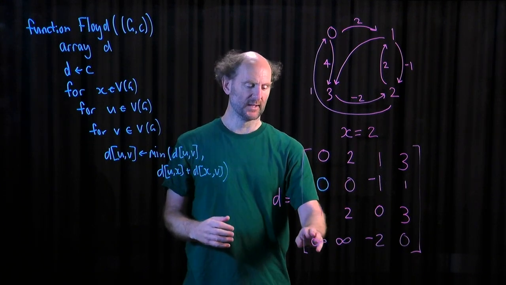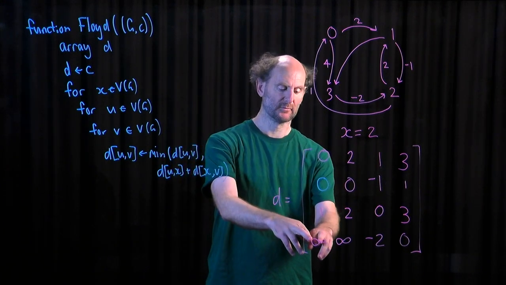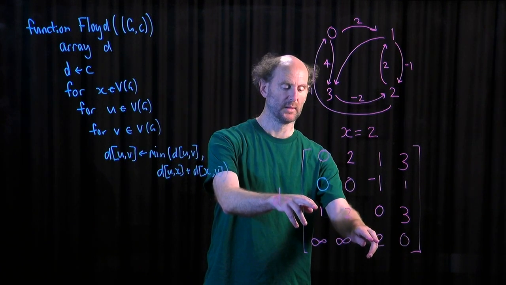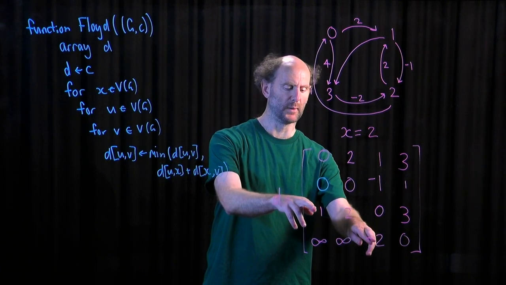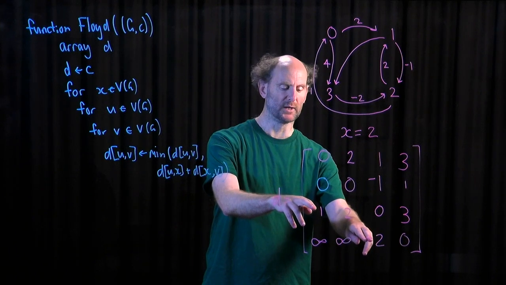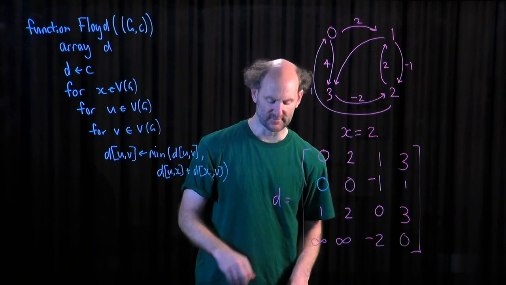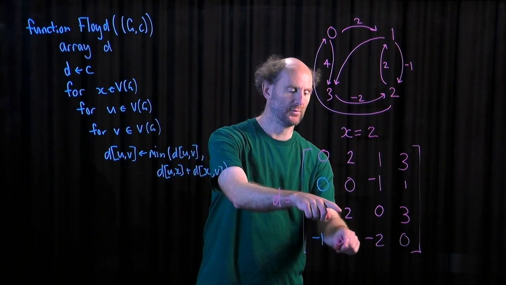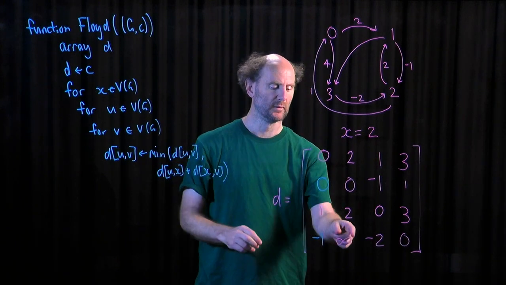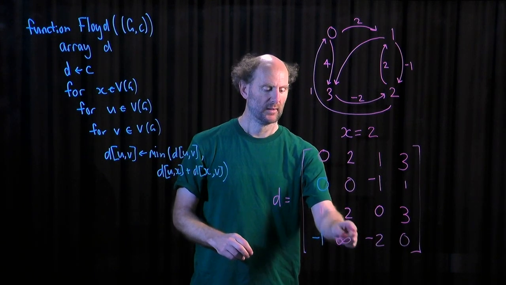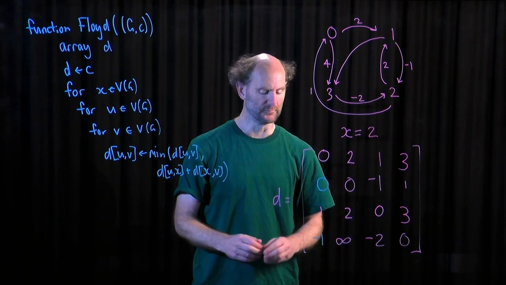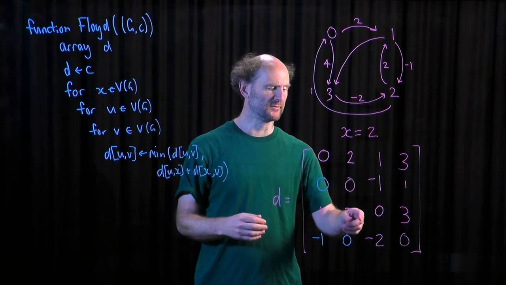This infinity, is that greater than 1 plus minus 2? Yes, it is, because that 1 plus minus 2 is minus 1, so we can replace this. Similarly, infinity is greater than 2 minus 2, which is 0, so we can replace this distance of infinity with the distance of 0. Now we'll finish off this iteration.